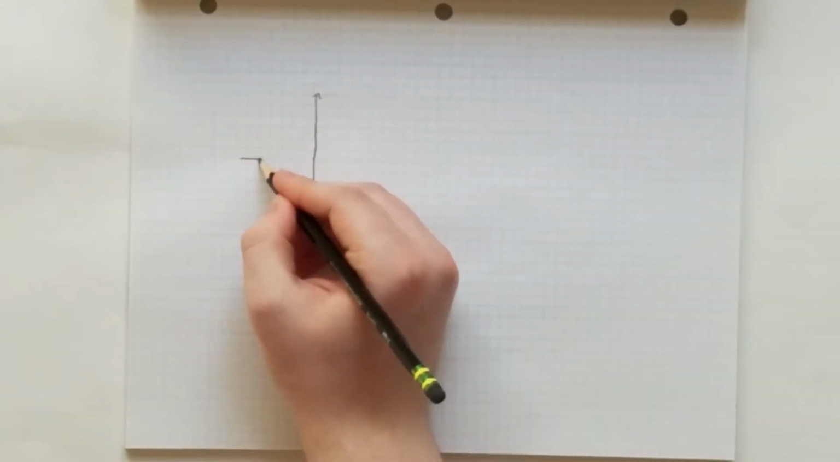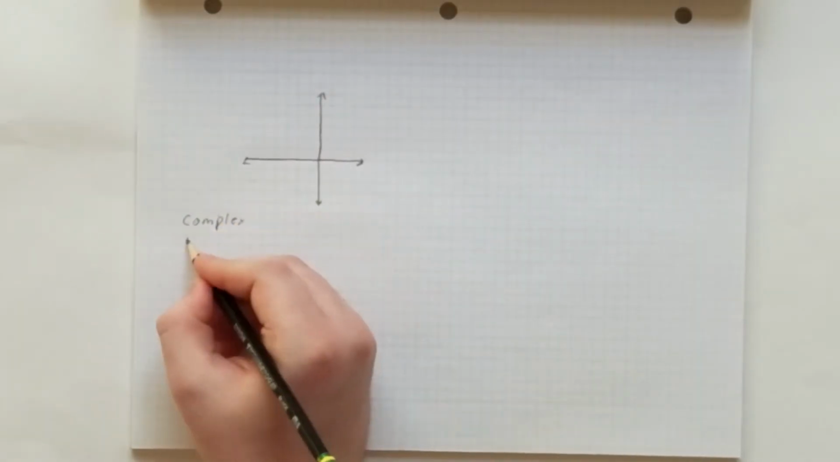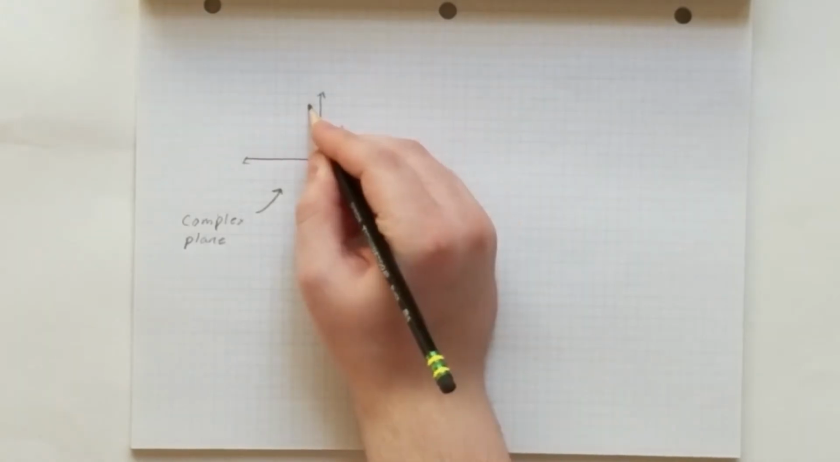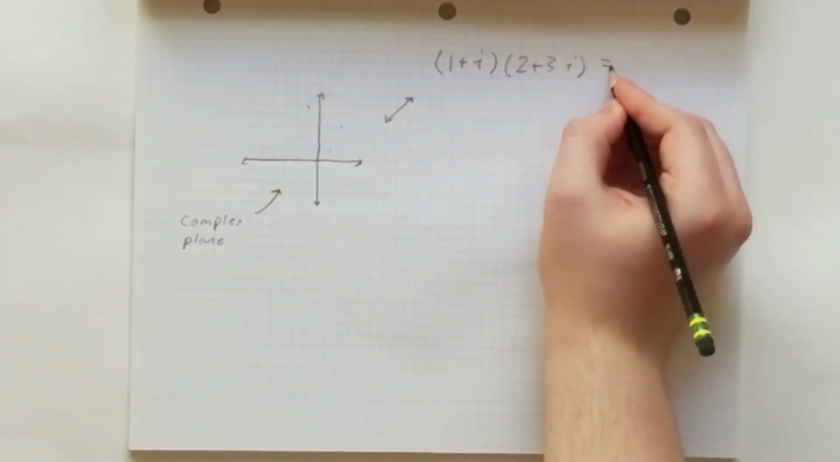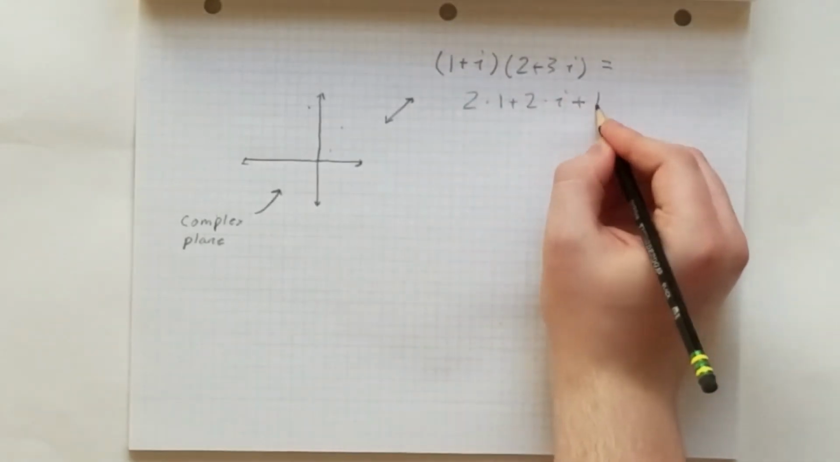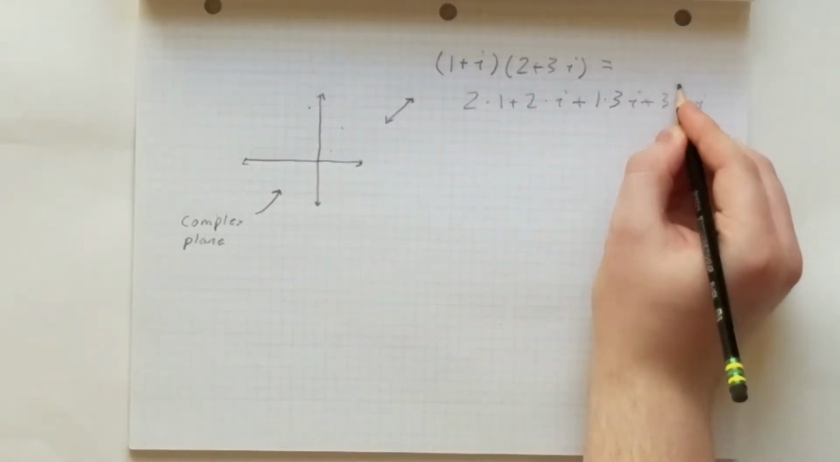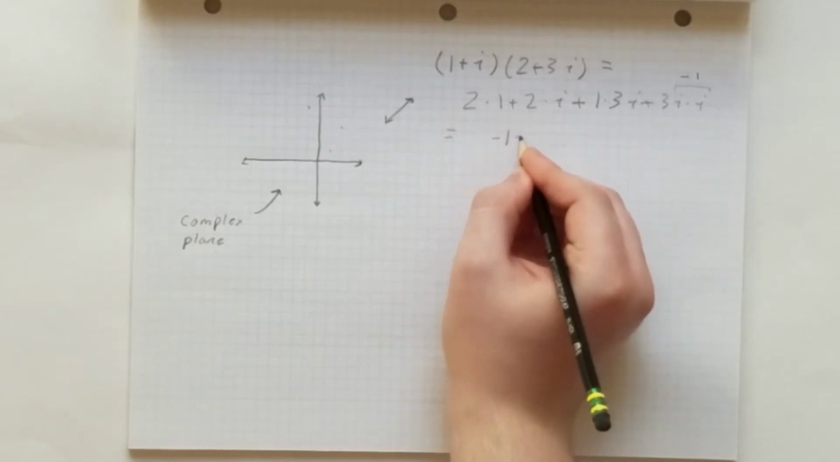Now back to complex number multiplication. Complex number multiplication is just multiplication using the distributive property. For example, (1 plus i) times (2 plus 3i) is equal to 1 times 2 plus 2 times i plus 1 times 3i plus 3i times i, which is equal to -1 plus 5i.